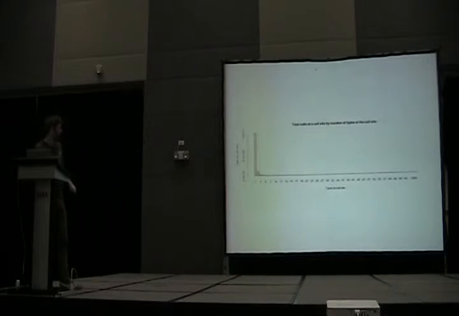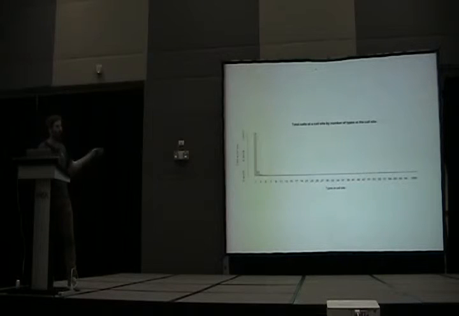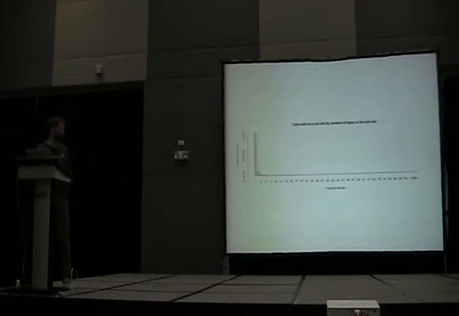Now, what this graph is: along the x-axis, that is the number of types seen at each call site. And the y-axis is the number of call sites with that many types. So this very left-hand side, where it says 1, means it's a monomorphic call site, and the y-axis is the number of call sites that are monomorphic.